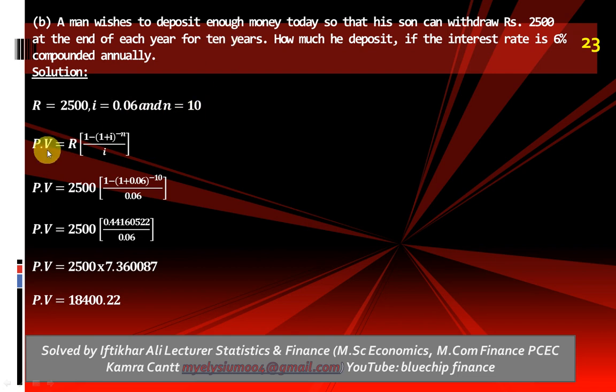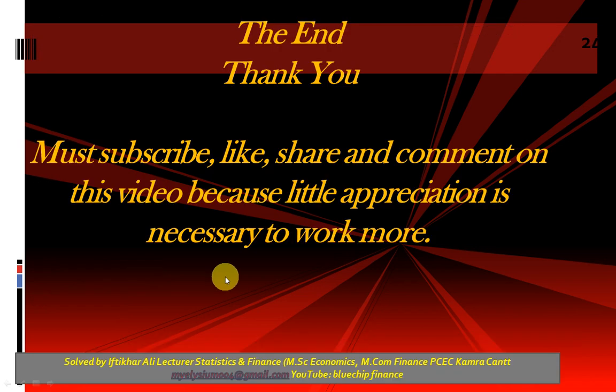So this is the formula for the present value of an annuity, and it is the case of an ordinary annuity, because it is at the end of each year. If it is the case of the end of each time period, then it is the case of an ordinary annuity. So just apply this formula and put all the values into it, and the present value will be 18400.22.